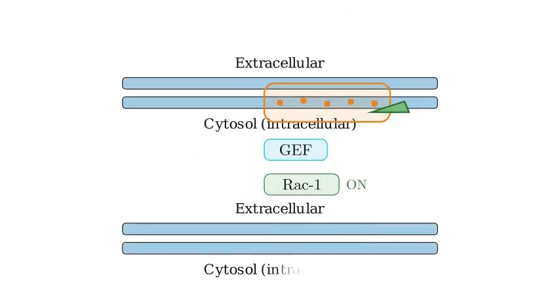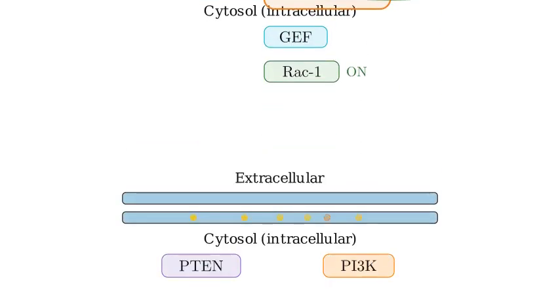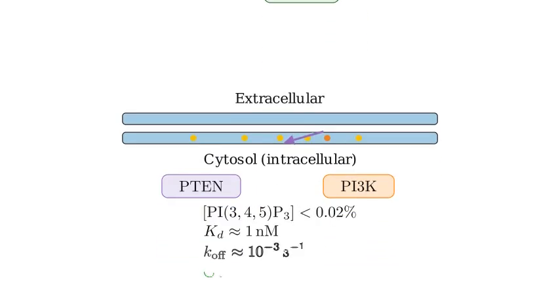Resting cells keep PI3,4,5P3 extremely low, below 0.02%. The phosphatase PTEN removes the third phosphate, turning PI3,4,5P3 back to PI4,5P2. It binds membranes tightly with a C2 domain and leaves very slowly. Binding strength Kd is about 1 nanomolar and the off rate about 1/1000 per second. Calcium speeds up C2 off rates when present. Together with PI3K, this tandem tunes sensitivity.